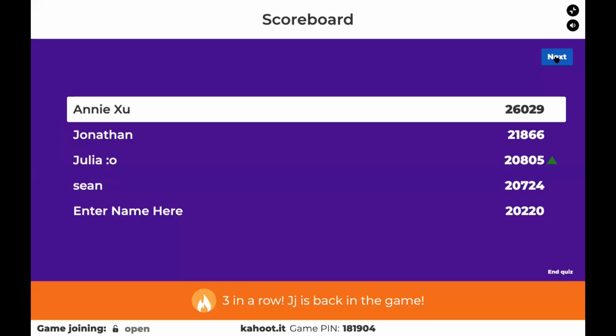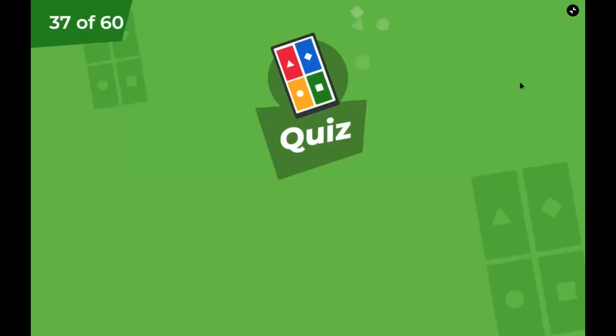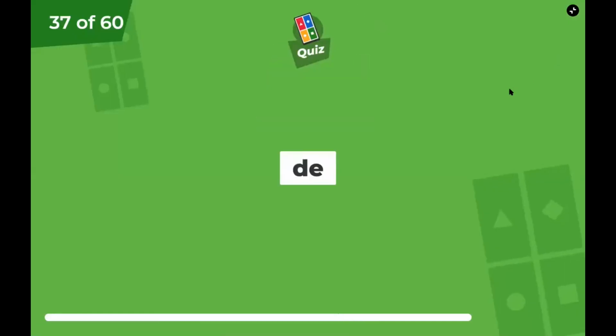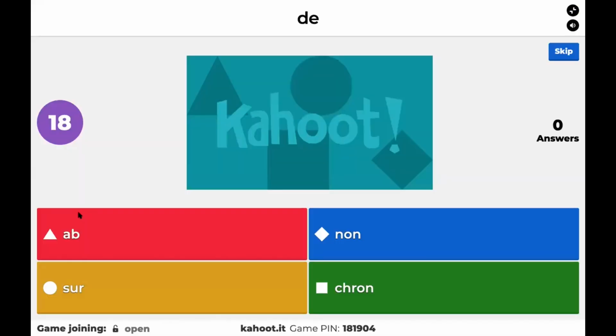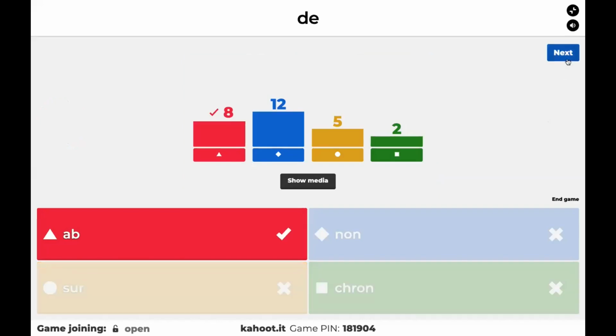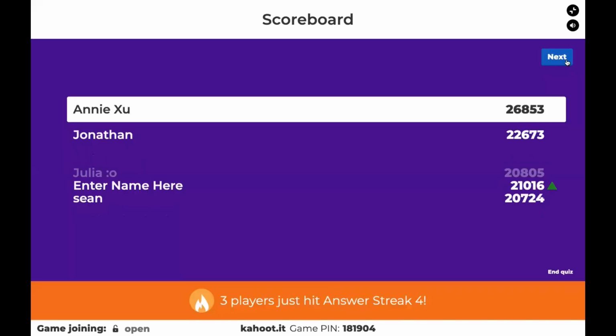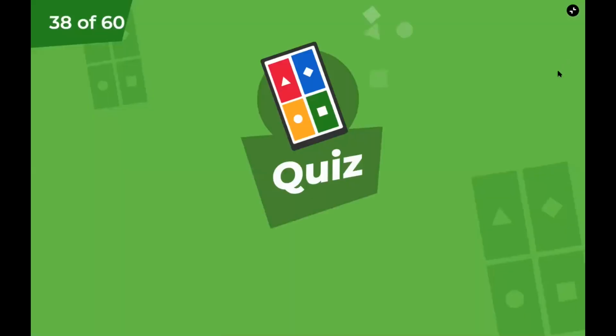Also, if you're getting an answer streak, it's a lot easier to get points. So slow and steady does really win. It's slow and medium fast. De. Red is ab, blue is non, yellow is sir, and cron is green. Two more questions of these.